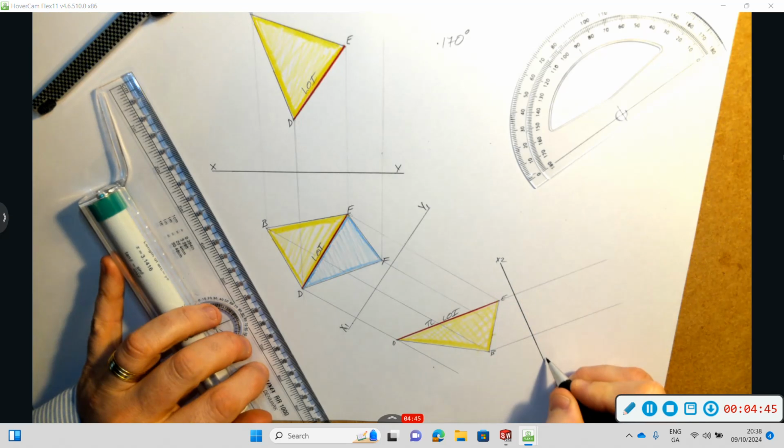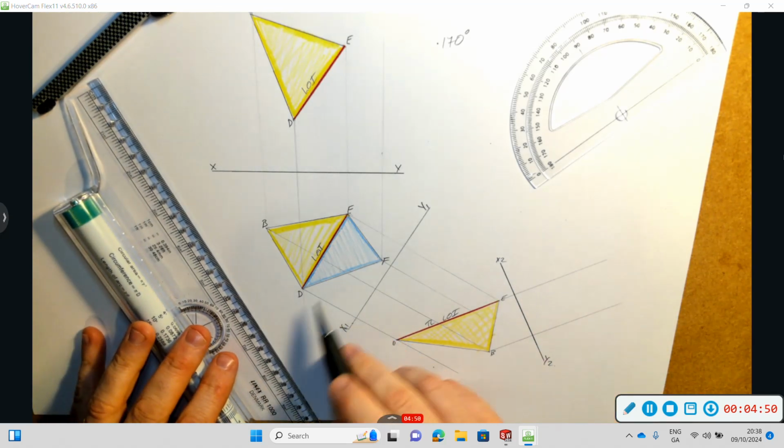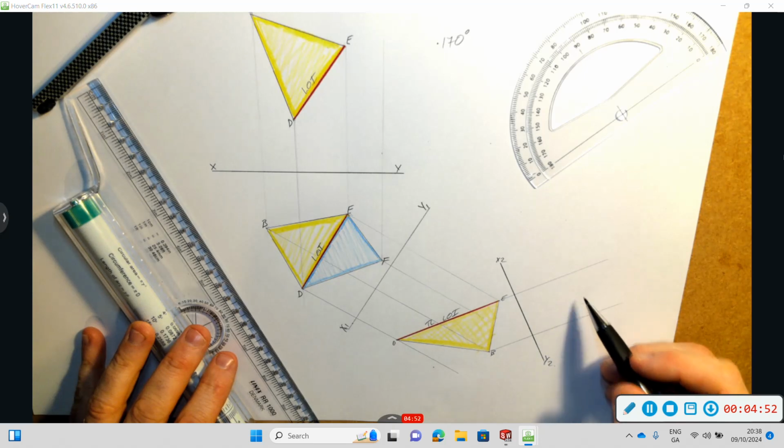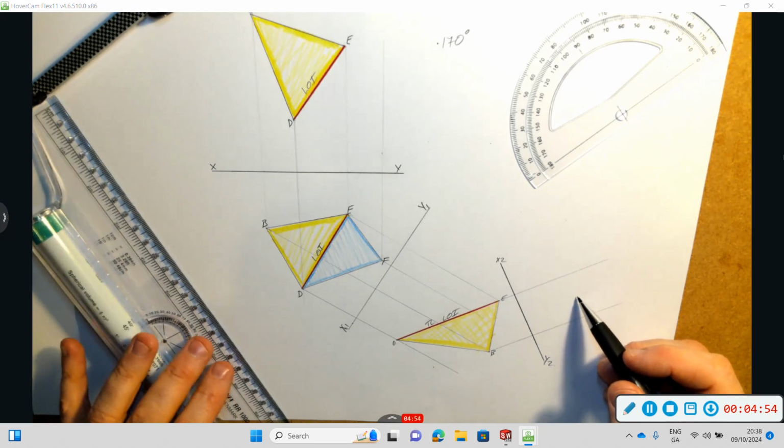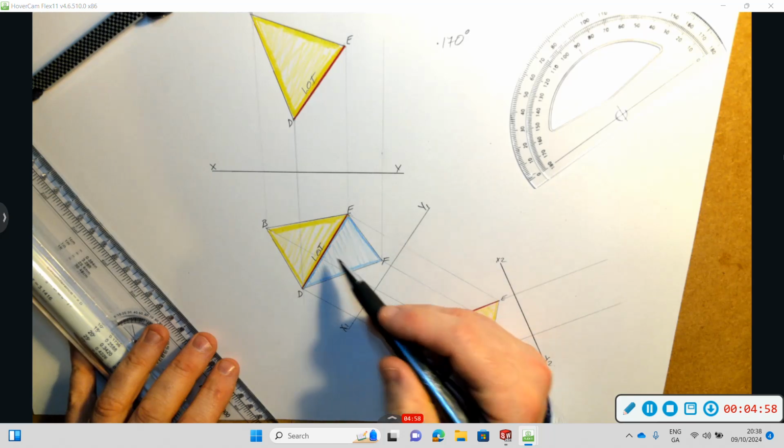X2, Y2. Okay, my X2, Y2 up, I'm going for my X1, Y1 back for my distances. Or back two views. If I'm working here, I step back two views, 1, 2. So it's my X1, Y1 back to my plan.